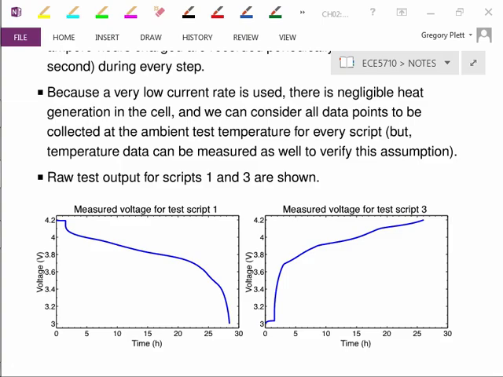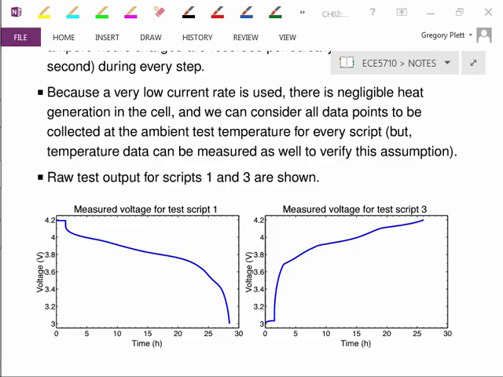And so we could consider that all of the data points collected, where the thermal chamber was set to the ambient test temperature, correspond exactly to that test temperature, and all data points collected for the 25 degrees Celsius ambient test point to be equivalent to that. However, if you really want to be careful, you can attach a thermistor or a thermocouple to your cell and measure temperature data as the test progresses to verify this assumption.